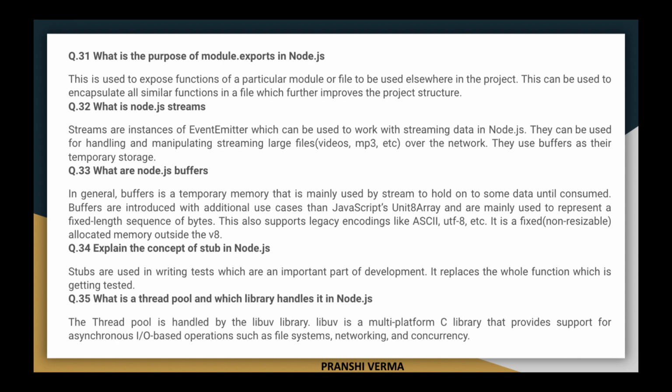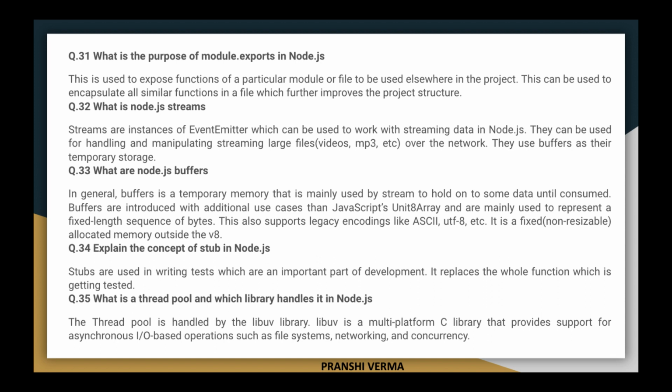Answer, in Node.js, streams are a powerful and efficient way of handling data flow between different parts of an application. Streams are a type of object that allows you to read or write data in chunks, rather than reading or writing it all at once. Streams can be used to read data from files, network sockets, HTTP responses, or any other source that produces a continuous flow of data. Similarly, streams can be used to write data to files, network sockets, HTTP requests, or any other destination that accepts a continuous flow of data.